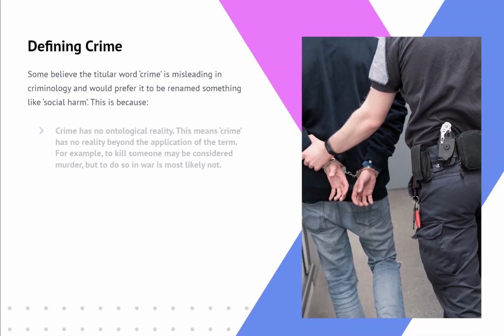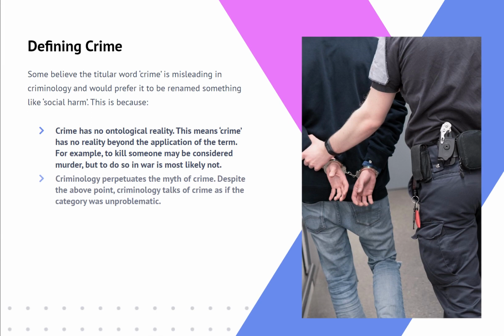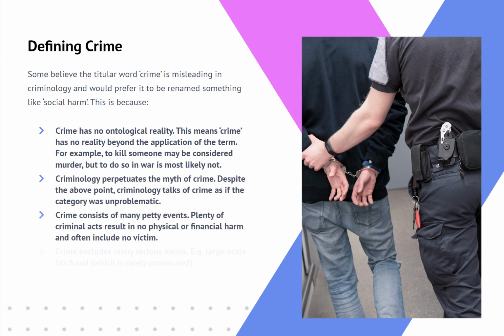Some believe that the titular word crime is misleading in criminology and would prefer it to be renamed something like social harm. This is because crime has no ontological reality. This means crime has no reality beyond the application of the term. For example, to kill someone may be considered murder, but to do so in war is most likely not. Criminology perpetuates the myth of crime.